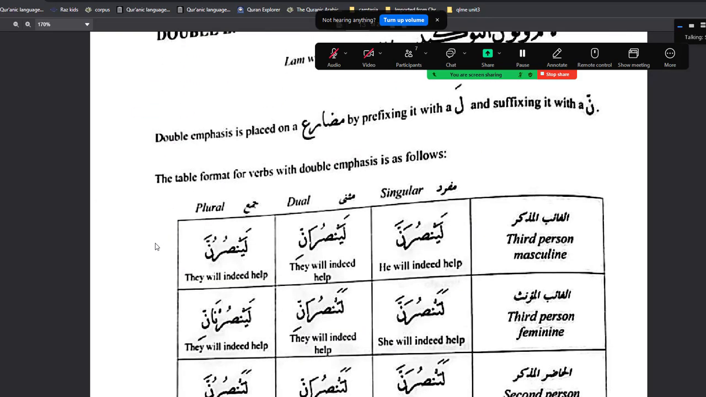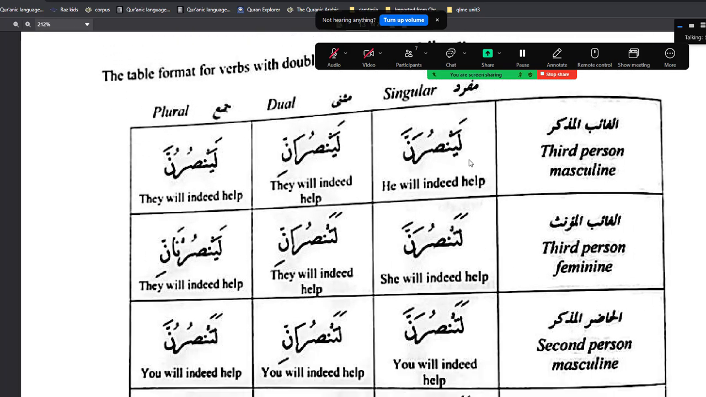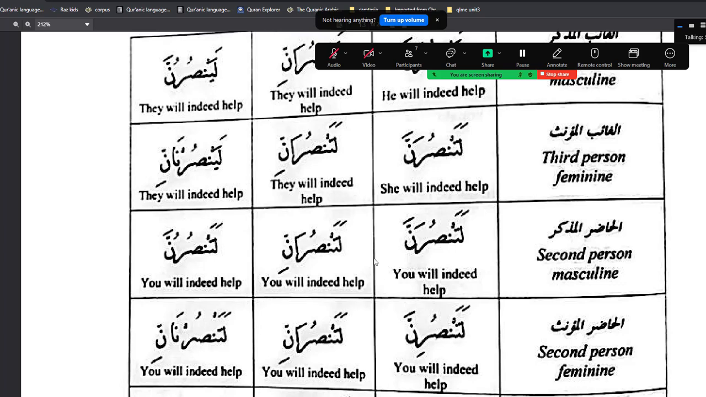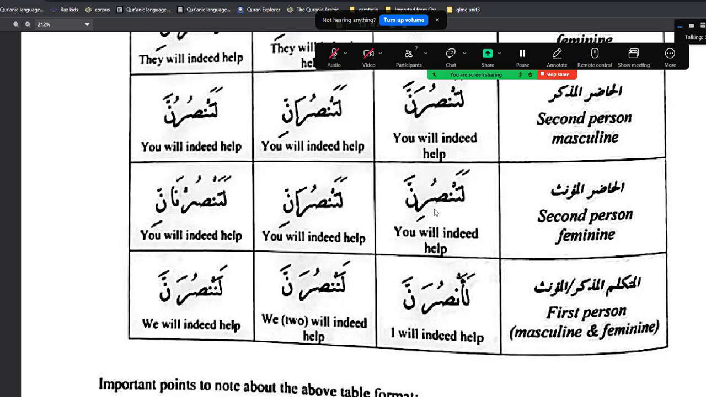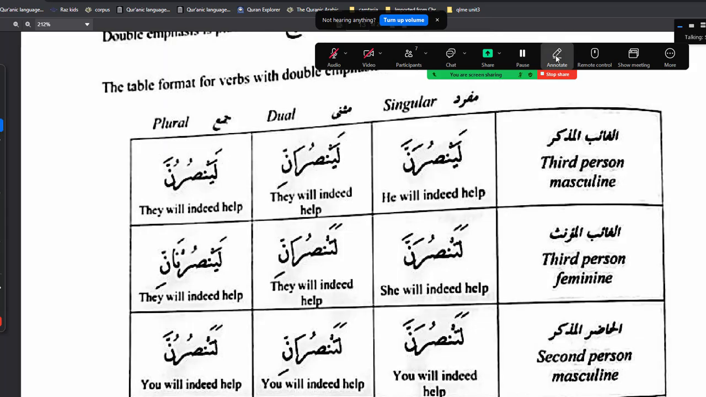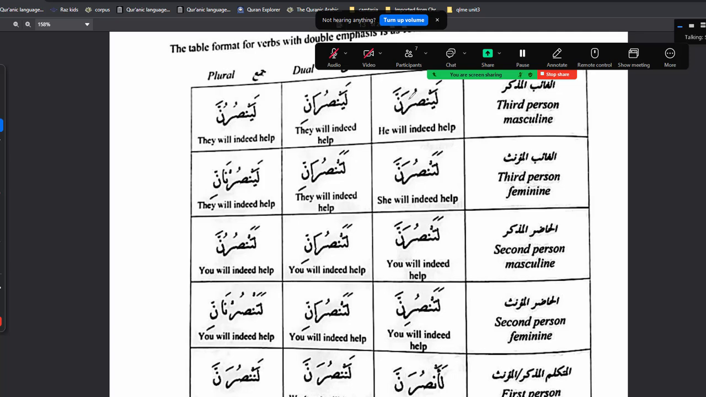And the table format for the words with double emphasis is as follows: la yansuranna, la yansuranni, la yansurunna. He will indeed help. He will definitely help. La tansuranna, la tansuranni, la yansurnani. La tansuranna, la tansuranni, la tansurunna. La tansurinna, لتنصراني, لتنصرناني, لأنصرن, لننصرن.